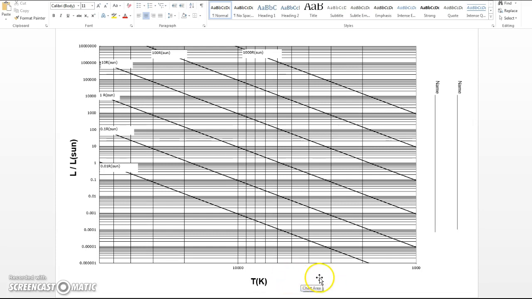It has two axes, well actually three axes, and we'll talk about each one individually. The horizontal axis is the temperature axis in kelvins. The vertical axis is the luminosity axis in solar luminosities, and then the diagonal axis is the one that's a little bit different than the HR diagram that you see in the textbook.